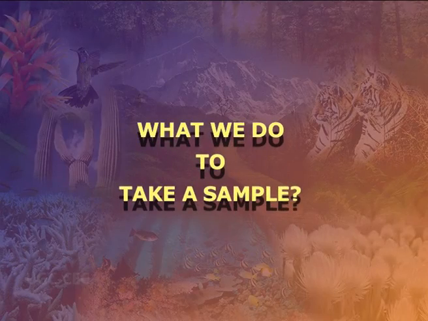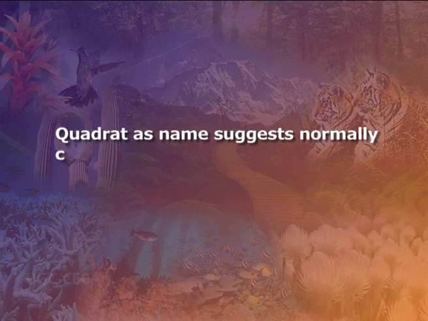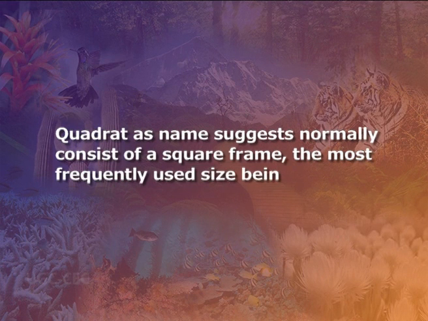Samples are usually taken using a standard sampling unit of some kind. This ensures that all of the samples represent the same area or volume, that is, if it is a water habitat, the same volume of the habitat each time. What do we do to take a sample? The usual sampling unit is a quadrate. A quadrate, as the name suggests, normally consists of a square frame, the most frequently used size being 1 square meter.